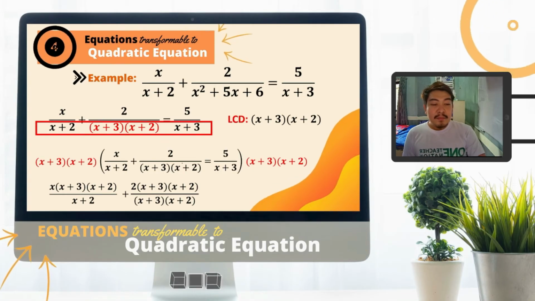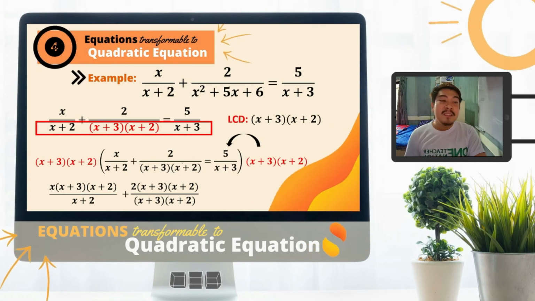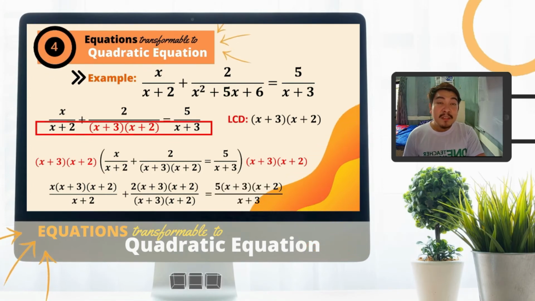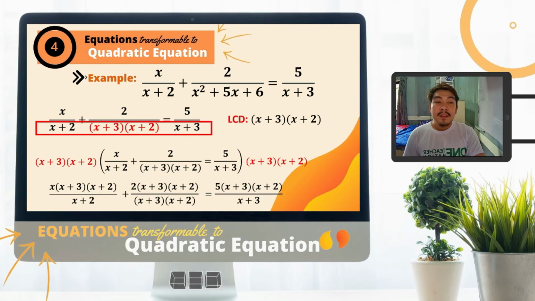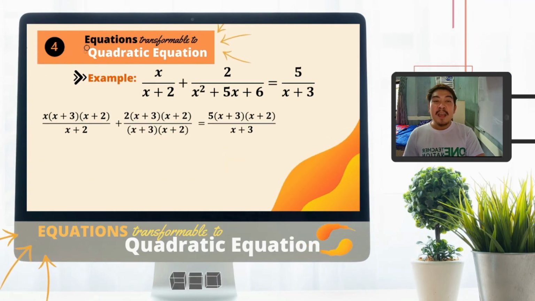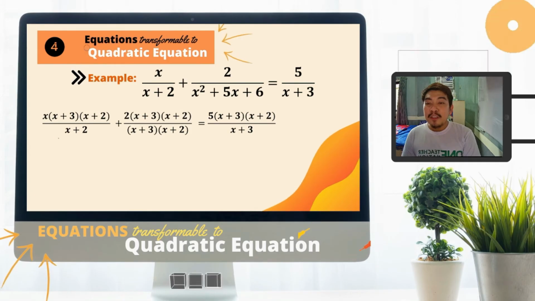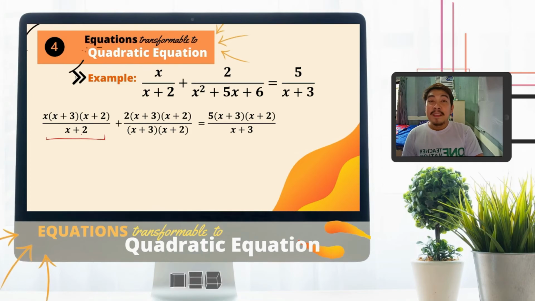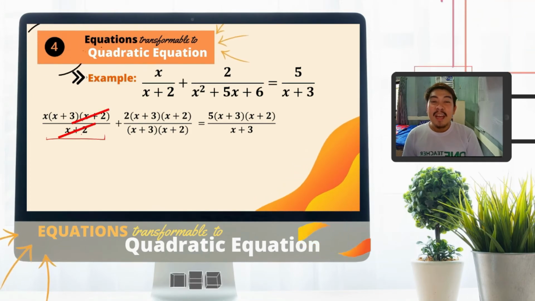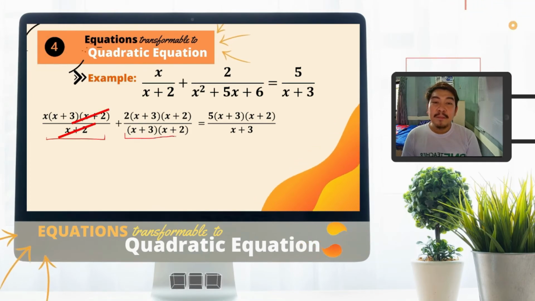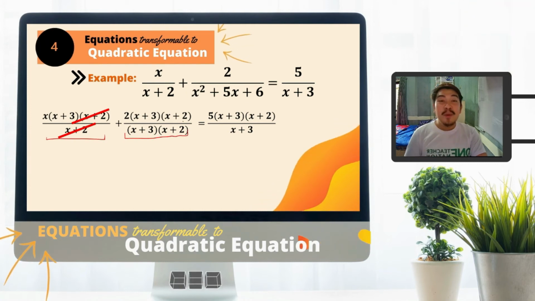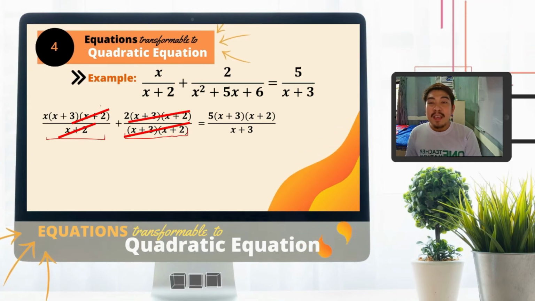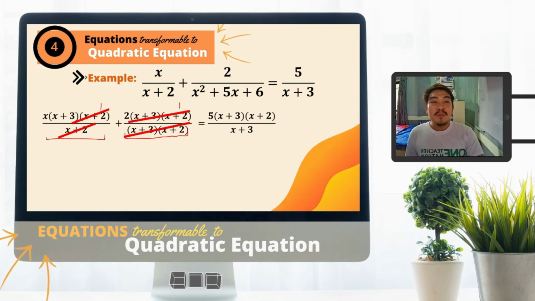Okay? So next, doon naman sa isa pang term sa kabilang side ni equation. So that will become 5 times x plus 3 times x plus 2 all over x plus 3. Okay? So let us consider that. Ayan. So dito sa ating first term na ito, pwede nating makancel sino? Si x plus 2. Ayan. How about on our second term? Sinong pwedeng i-cancel? So dalawa ang pwede nating i-cancel dyan. Si x plus 3 at saka si x plus 2. And by the way, quotient niyan ay 1. Same with this one, 1.